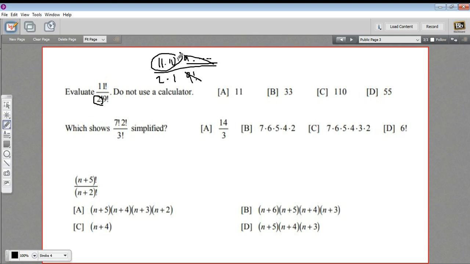So 11 times 10 is 110. And on the bottom, we've got 2. So this is 110 divided by 2. Well, that is 55. That wasn't too bad.